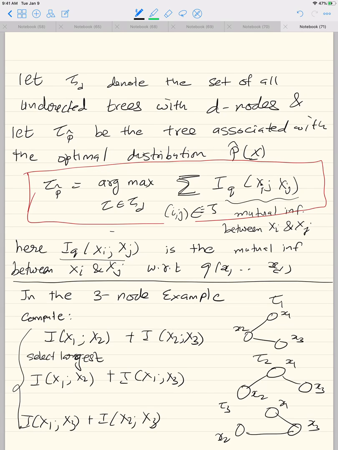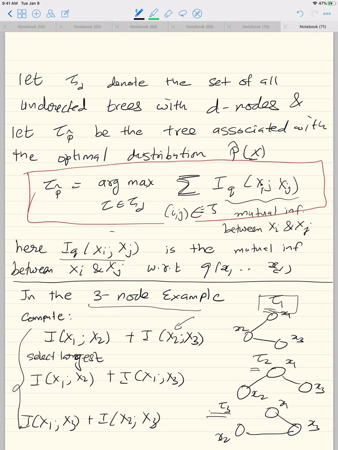So in our 3-node example, we had 3 trees, tau 1, tau 2, tau 3, as you saw here. And in each case, you can compute the mutual information. For tau 1, we have I of x1, x2 plus I of x2, x3. For tau 2, we have I of x1, x2 plus I of x1, x3. And for tau 3, we have I of x1, x3 plus I of x2, x3. If this quantity is the largest, then we will pick tau 1 as our tree structure in this optimization. If the second quantity is largest, we will pick tau 2 as our optimal solution here, and so on.